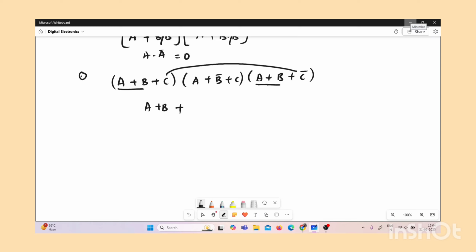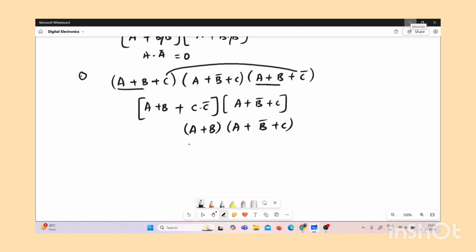So here in this sum term, c bar, so c dot c bar, and the remaining term we are writing as it is. So finally we are getting a plus b, c dot c bar is 0, a plus b bar plus c. So let us consider these two terms. In these two sum terms, a is common. So the answer is a plus.